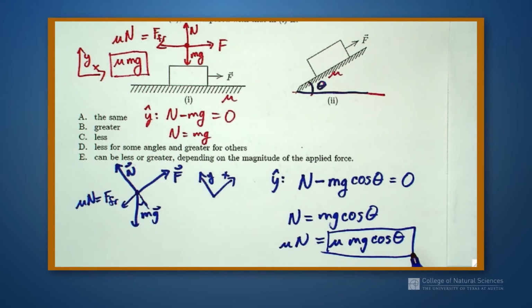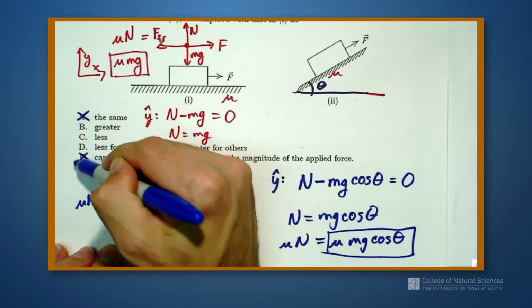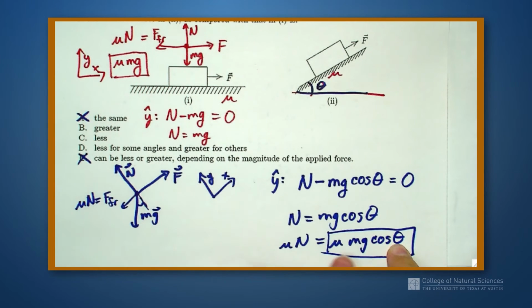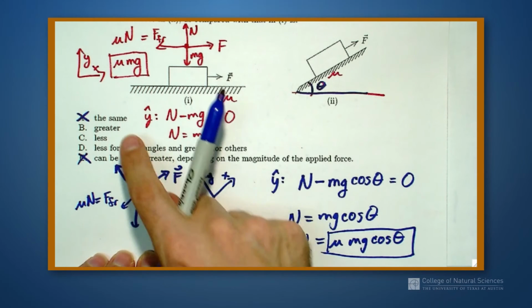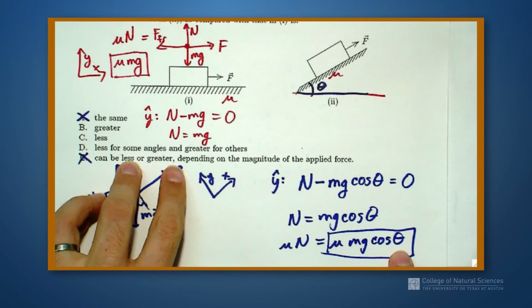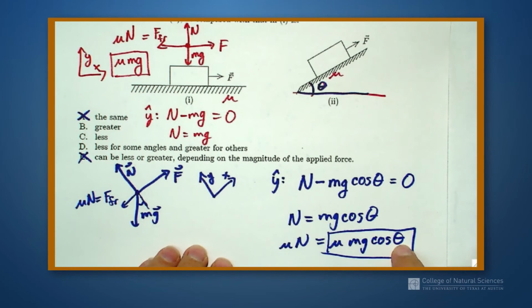So I have to ask myself, on the ramp, how does this cosine of theta apply? Well, first off, I know it's not the same, just because I have that cosine term. It can be greater than, less than, or equal depending on the magnitude. That's not right. The only thing that's different between these two equations is the cosine of theta. It could be greater than, less than for some angles. So at this point, we don't know the difference between these three unless we know something about cosine.